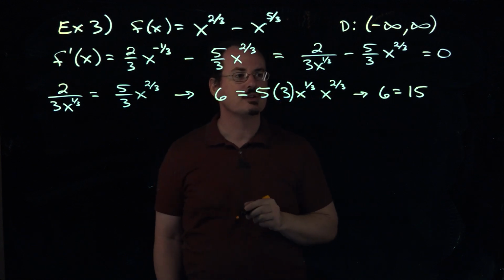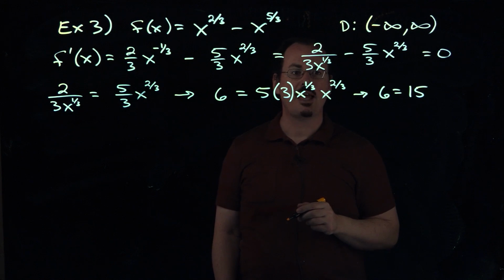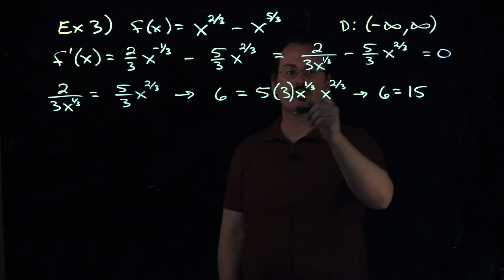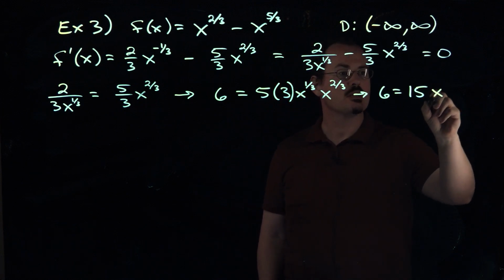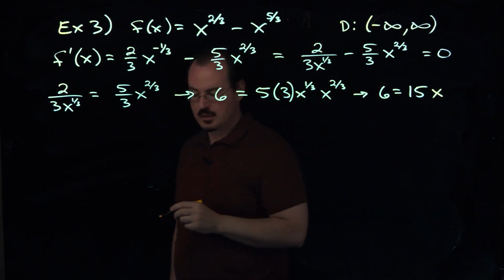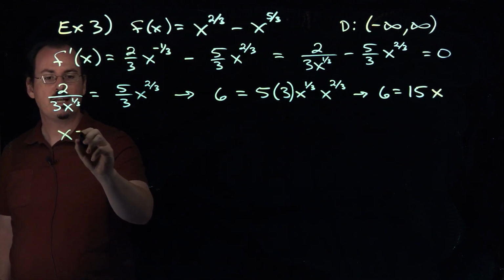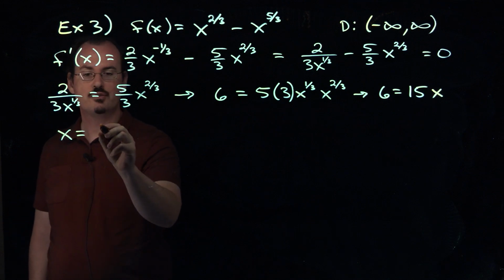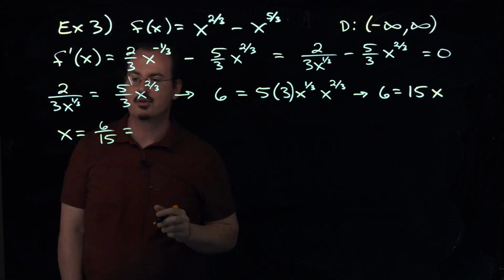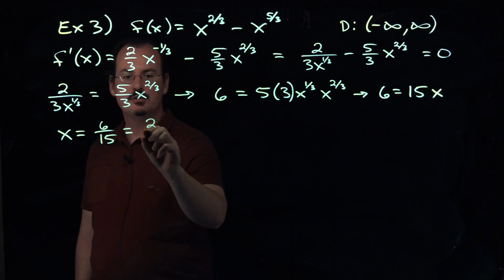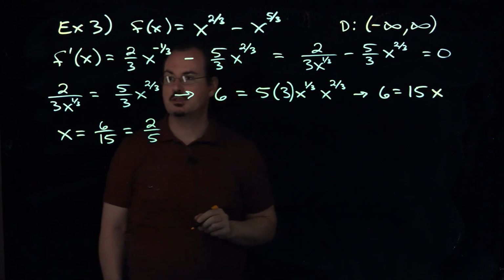When we have x's multiplied together like this with different exponents, the rule says that we have to add the exponents. So if we add 1/3 to 2/3, that's 3/3. So that's just 1. So we're just left with x to the first power there. And so solving that for x, we get x is equal to 6 over 15. Well that reduces, if we divide both of those by 3, we get 2/5. So 2/5 is a critical number. That's a place where the derivative is 0.